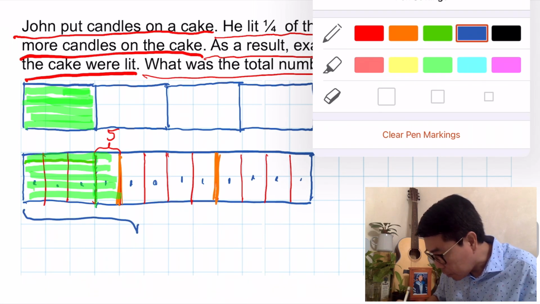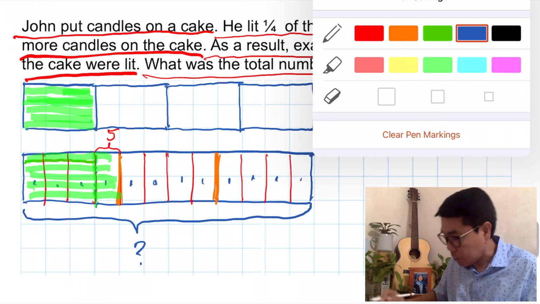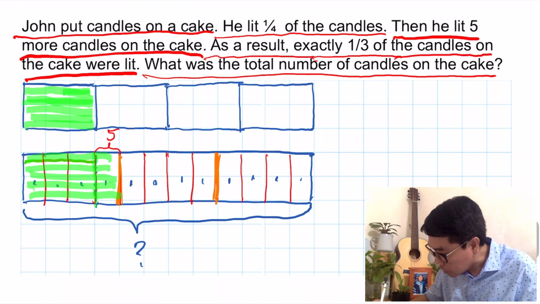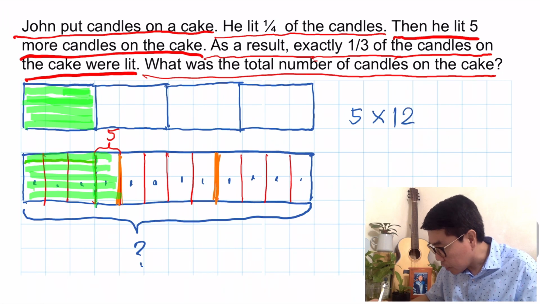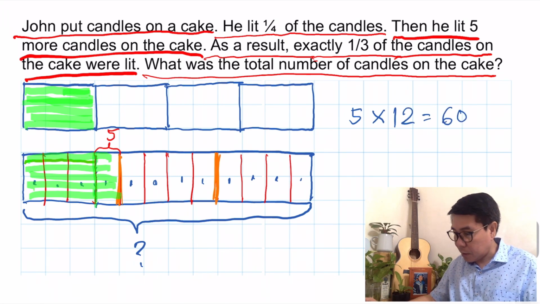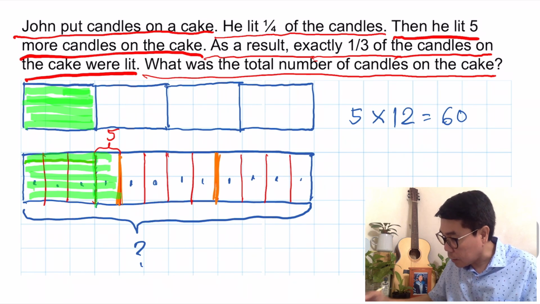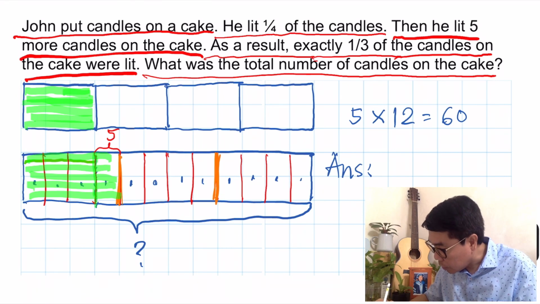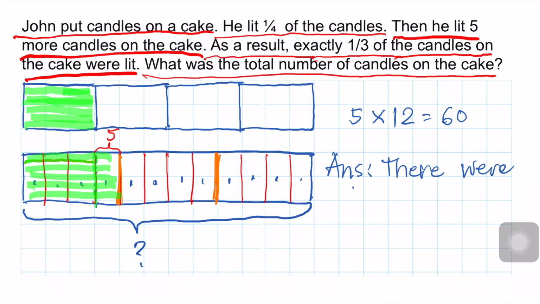So we're looking for how many candles that is in all. Okay, now so we know that 1 part is 5. So 5 times 12 is equal to 60. So there are 60 candles in all. What was the total? So there were 60 candles in all. Okay, now let's proceed to question number 2.